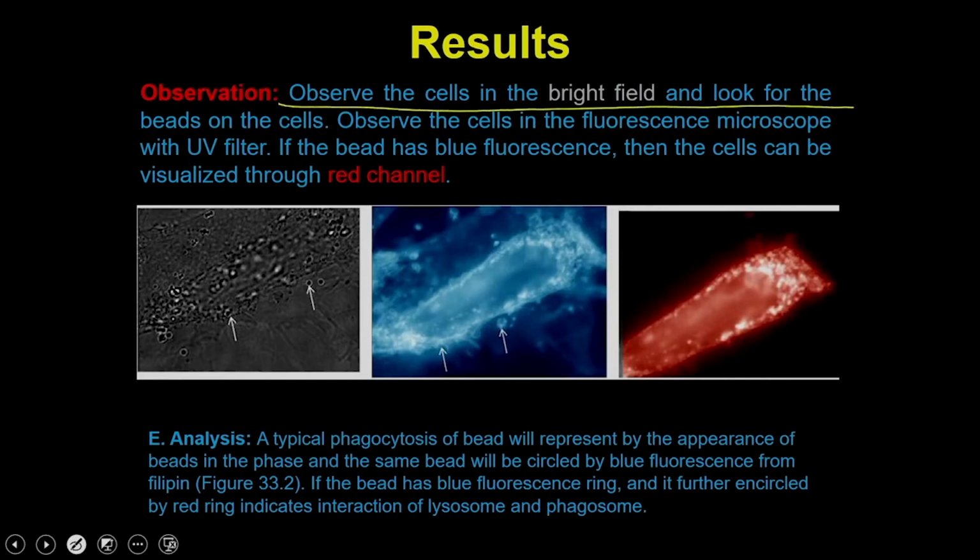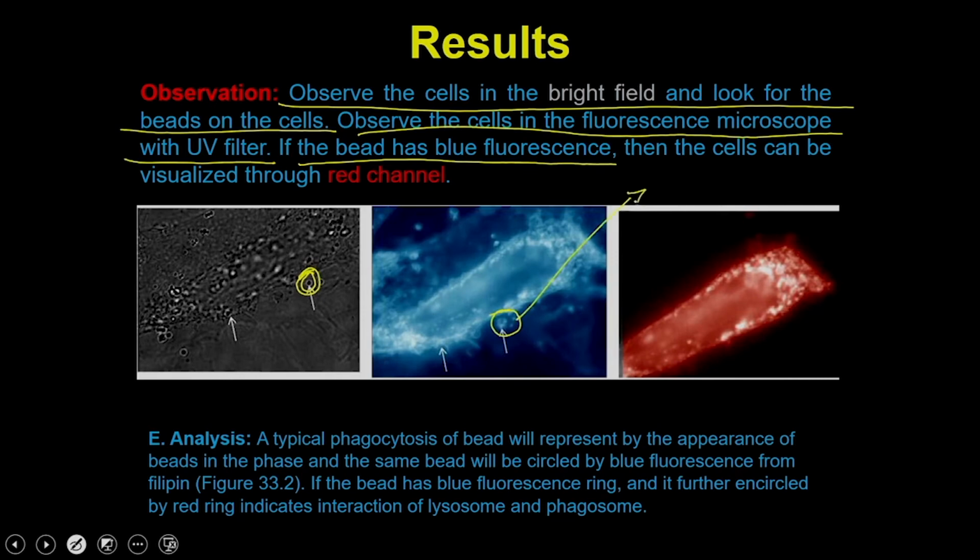You observe the cells in bright field and look for the beads on the cells. Then you observe the cells in the fluorescent microscope with a UV filter. If the bead has a blue fluorescence around it, like in this case, this is the bead, right, and it has a blue fluorescence around it, which means this is actually a phagosome which has already been formed.